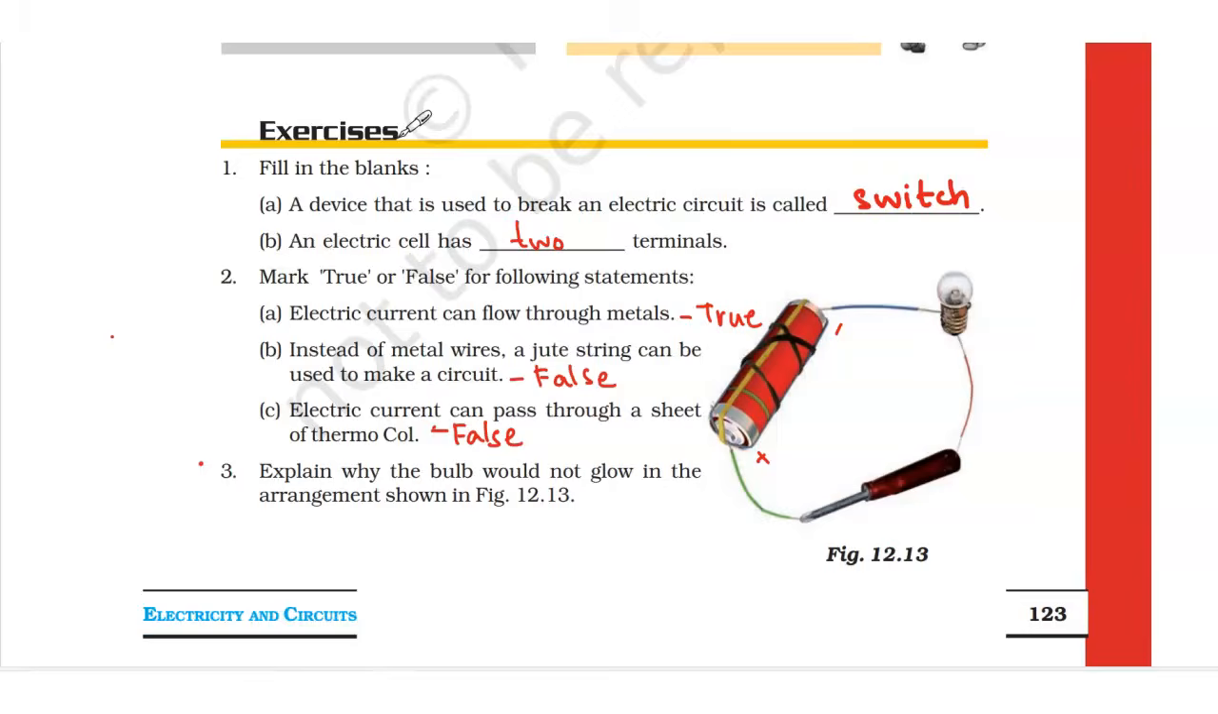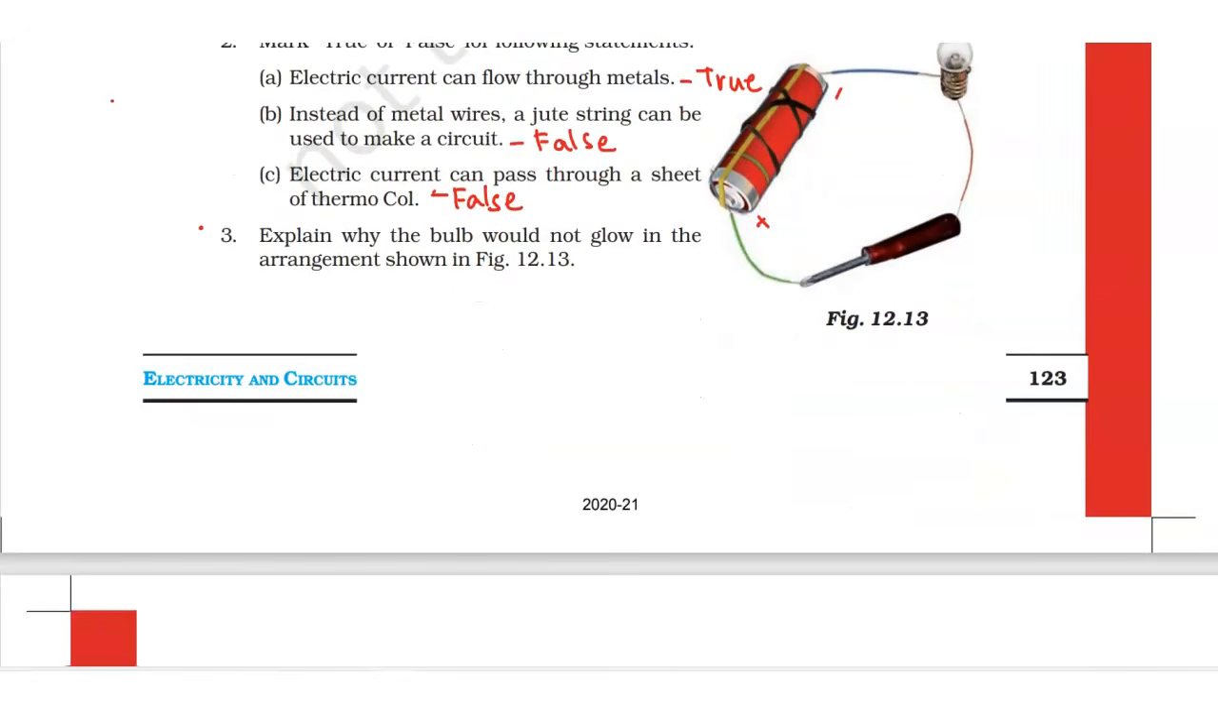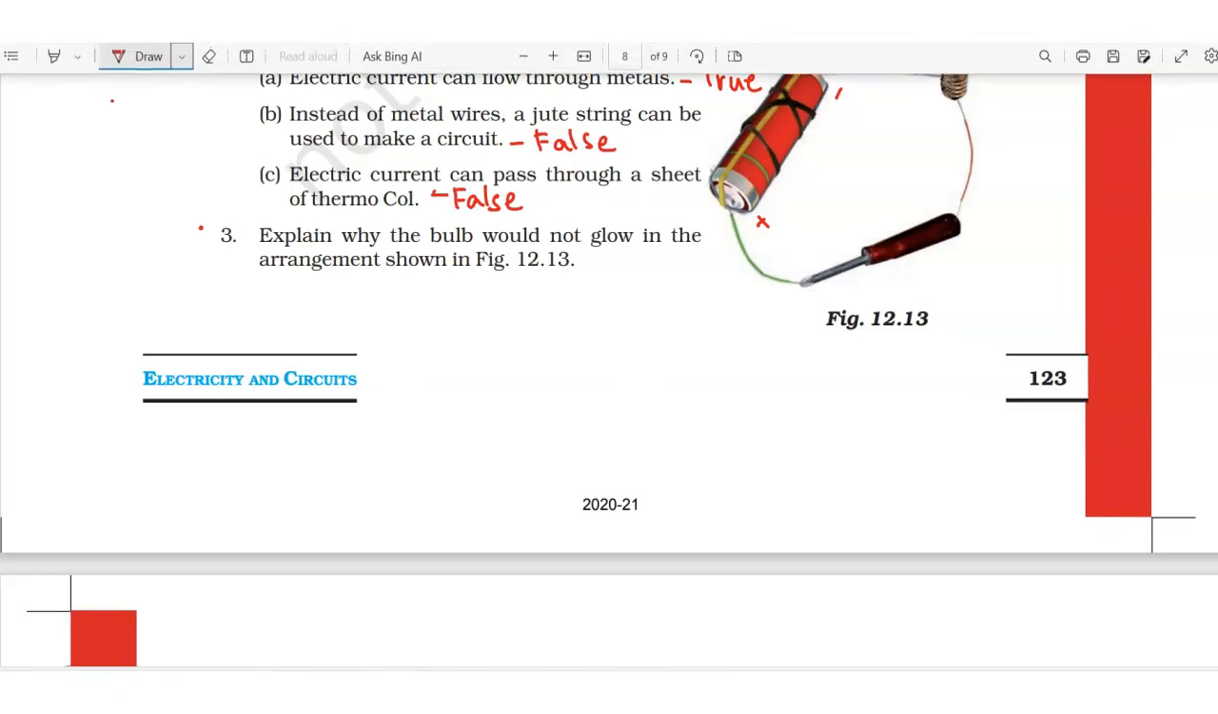Okay. Now, question number 3. Explain why the bulb would not glow in the arrangement as shown in figure 12.13. Now, in this figure, you have to explain why the bulb will not glow. Now, you see, positive terminal of the battery is connected to this end of the screwdriver, whereas the negative terminal of the battery is connected to this end, which is made up of plastic. Okay, and this plastic, basically whatever material it is, this material is an insulator.